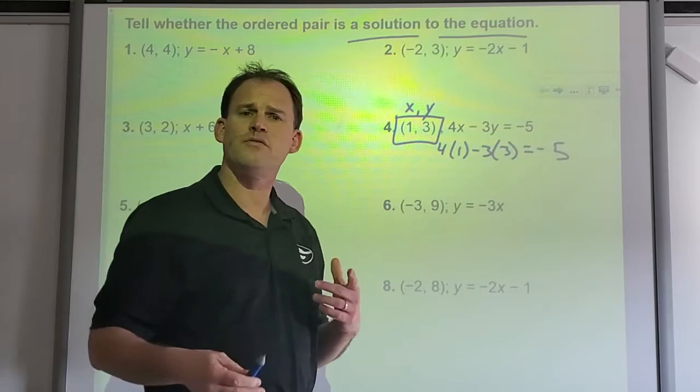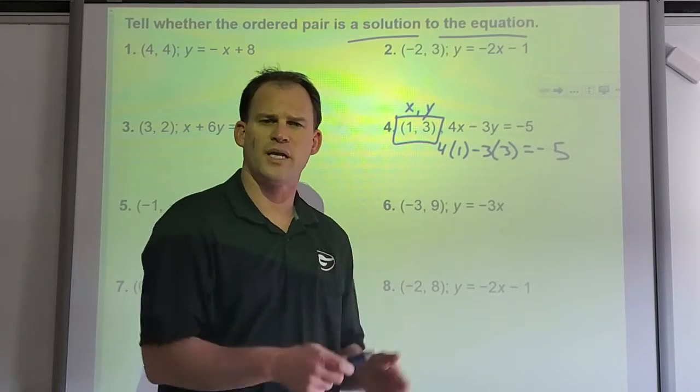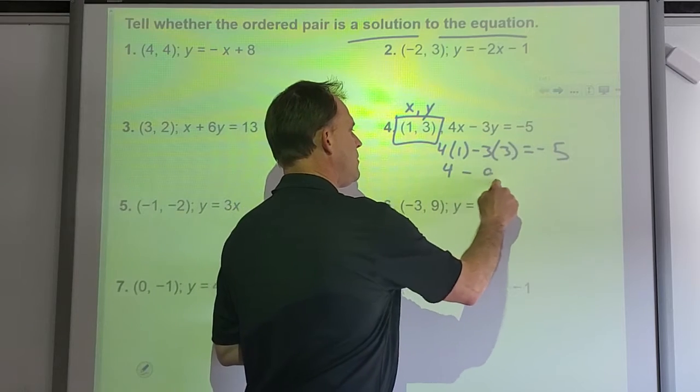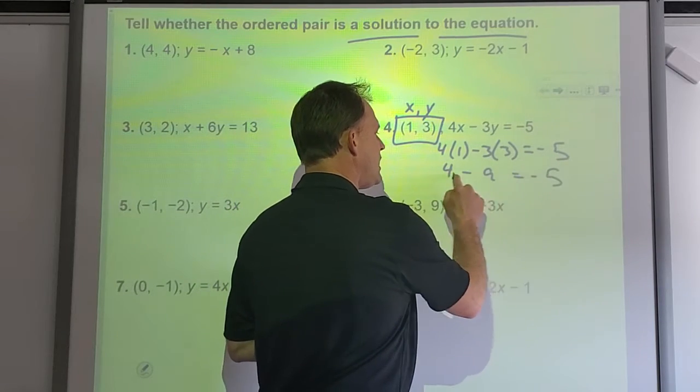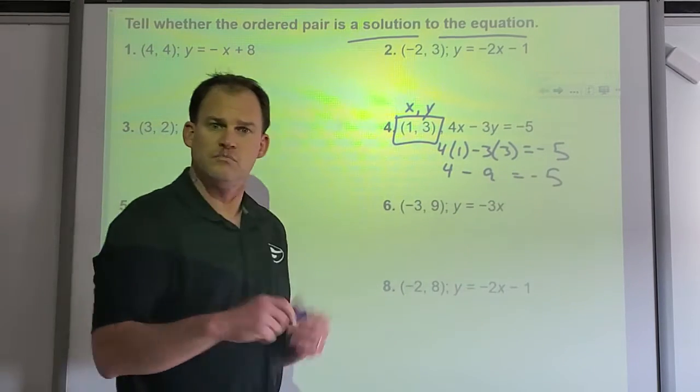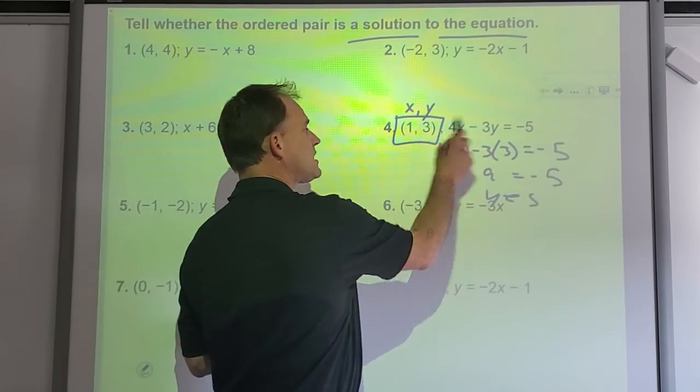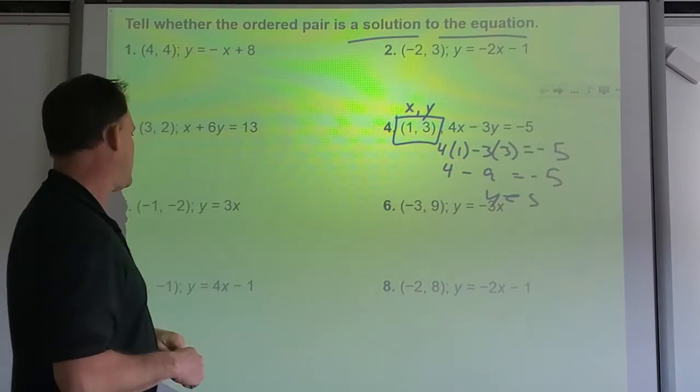Notice I'm not solving for anything. There's no variable left. I'm not trying to get anything by itself. I'm just going to do order of operations. So that's 4 minus 9, negative 5. Yes, it is. So the answer is yes, this is a solution to the equation.